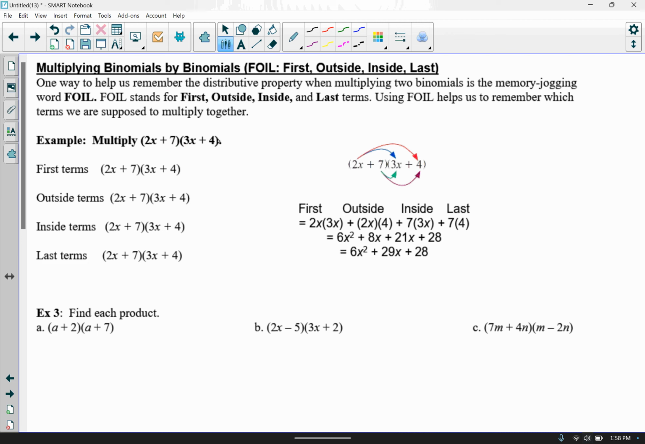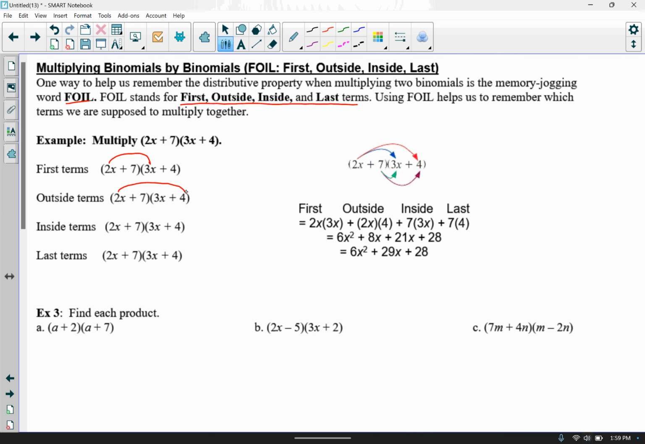All right, so now you're using, like I said, the FOIL method. So FOIL stands for first, outside, inside, last. And it's all multiplication. So when you talk about the first terms, you're talking about the first terms of the parentheses. So 2x is the first term of that parenthesis, and 3x is the first term of that parenthesis. All right. Then when you talk about the outside terms, you're talking about the outside terms out of each parenthesis. So 2x is on the outside of this parenthesis, 4 is on the outside of the other parenthesis.